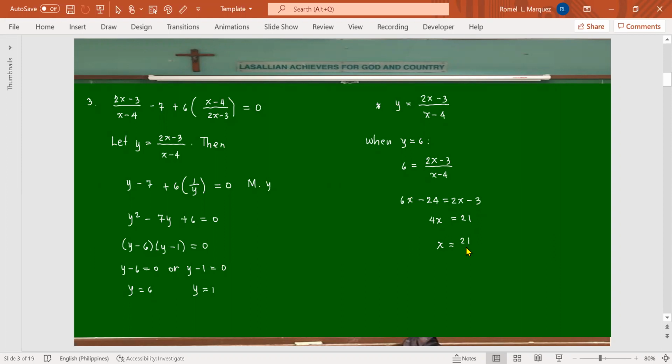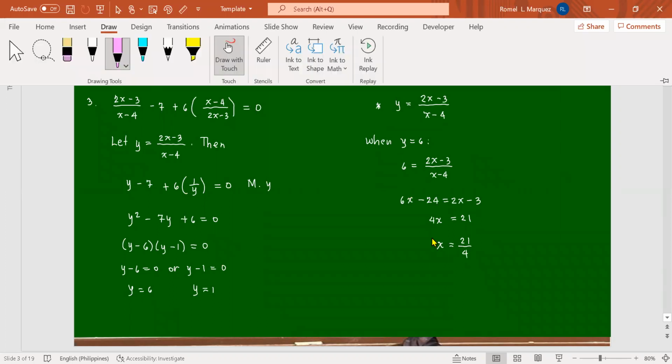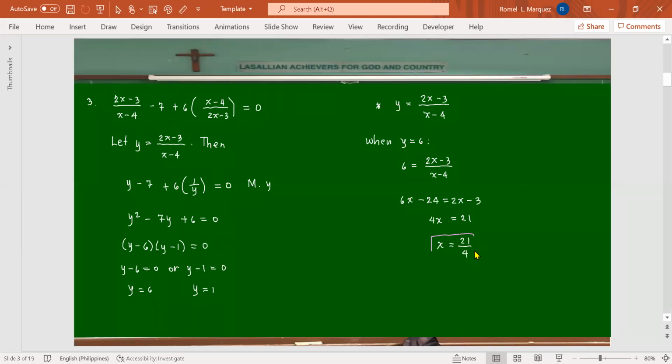21 over 4. Okay? So what we do not want is x equals 4, x equals 3 halves, because those numbers will make the denominator 0 in the original equation. Since we did not get that, so we accept this answer. Okay? So that's our y. Okay now? Any question with this, guys? No question? Okay.